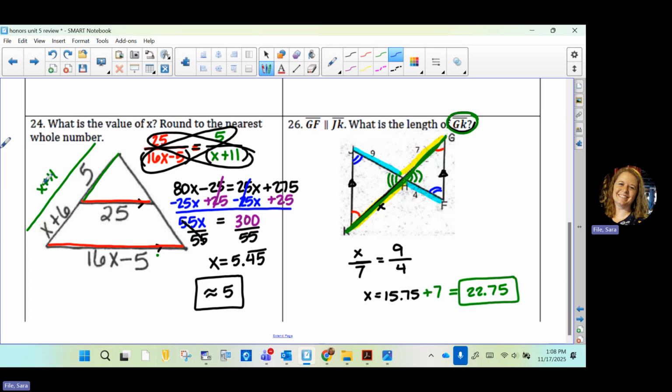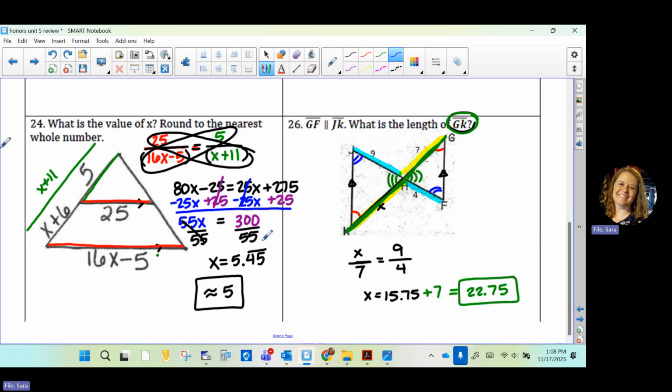So when I set up my ratio, I did 25 is to 16x minus 5 as 5 is to x plus 11. And again, there's more than one way you could have organized that, but you end up multiplying 25 by x plus 11. So that has to be distributed in there. So it's 25x plus 275. And then when you cross multiply here, the 5 gets multiplied by the 16x minus 5. So 5 times 16, that's 80x minus 25.